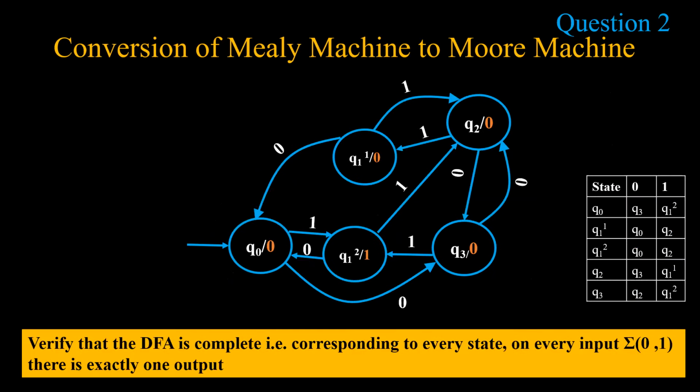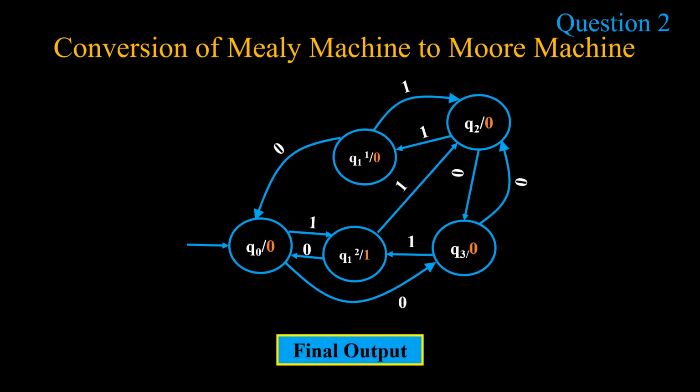Once we have done this, we need to check whether the machine which has been drawn now after splitting the state into two states is complete or not. So we will draw the transition table. As you can see in the transition table, all the states are complete. So that means that we have achieved the complete machine. So this is the final output which we get.